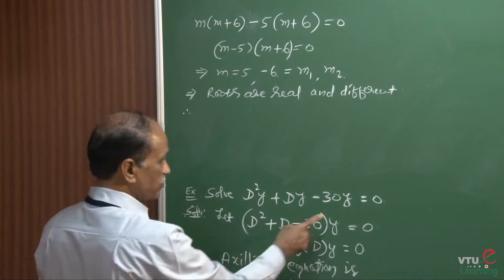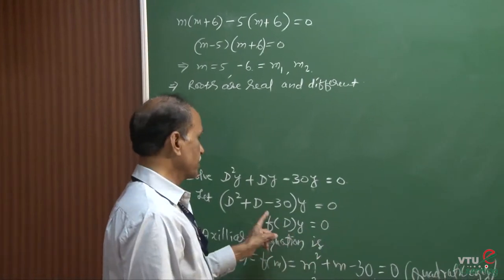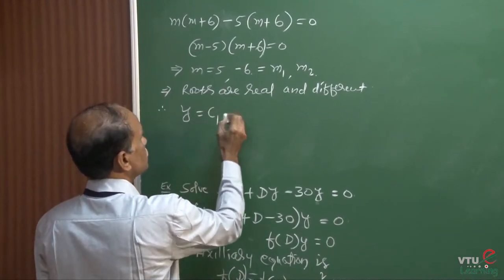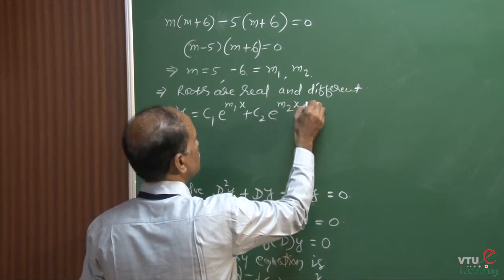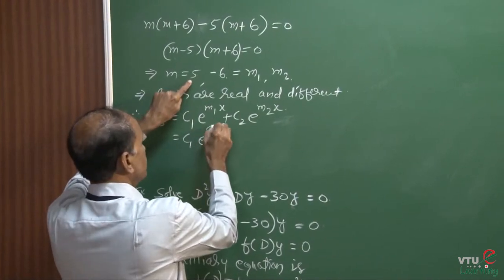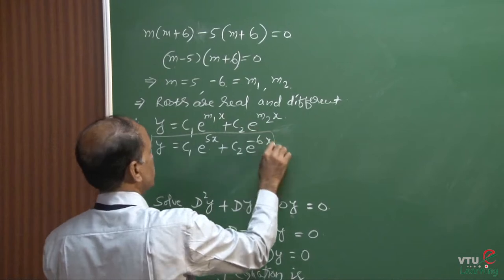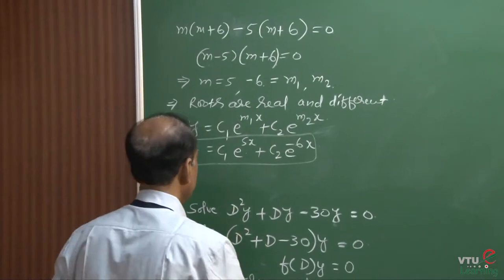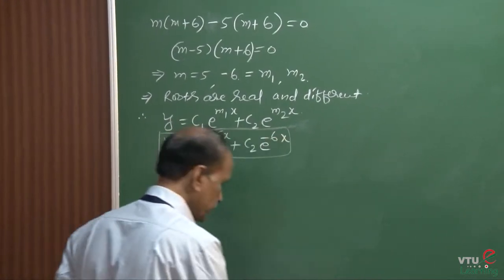Here y is the dependent variable and the independent variable is not given, but when D represents d by dx, then x becomes the independent variable, and you can write y in terms of x. Therefore, y is equal to c1 e to the power m1 x plus c2 e to the power m2 x, that is, y is equal to c1 e to the power 5x plus c2 e to the power minus 6x. This is the solution for this problem. Similarly, another problem we shall discuss with another type of roots.